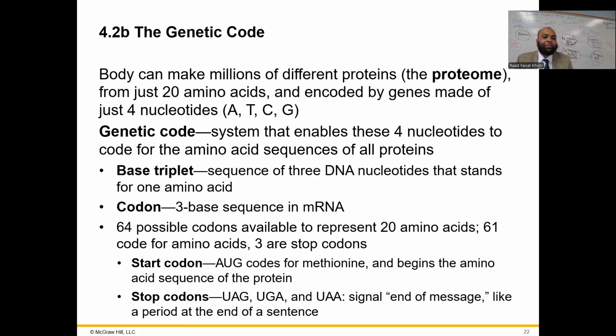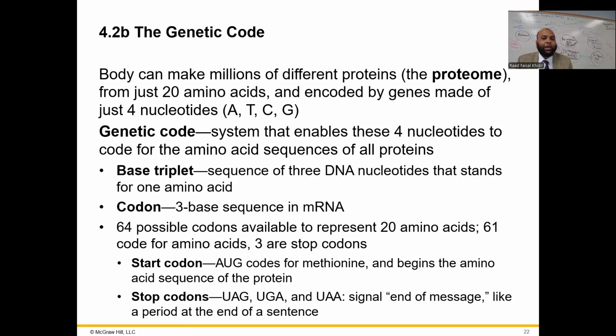So the codons, you have 3 base sequences in the mRNA. There are 64 possible codons available to represent 20 amino acids. So that shows you the genetic code is redundant, meaning that different combinations of codons can give you the same amino acid.